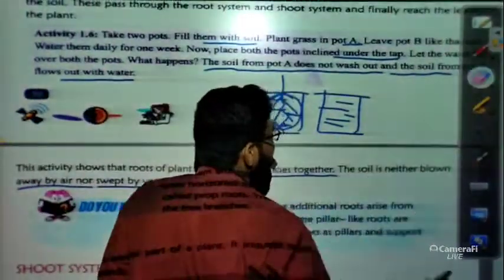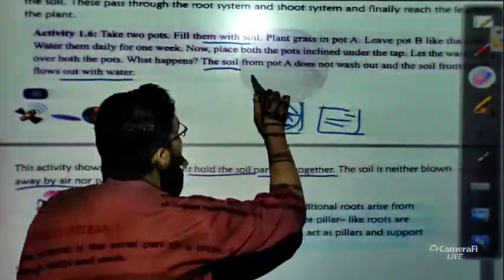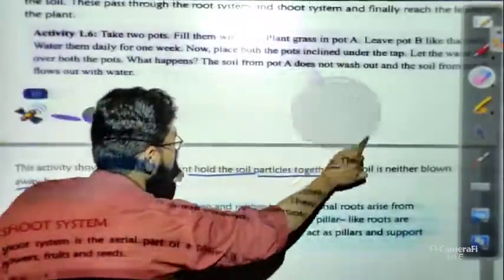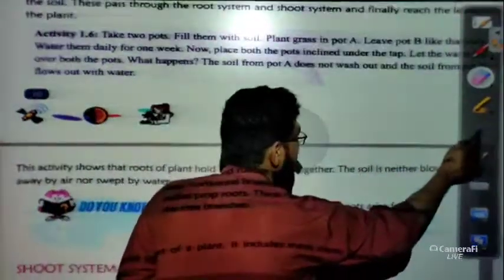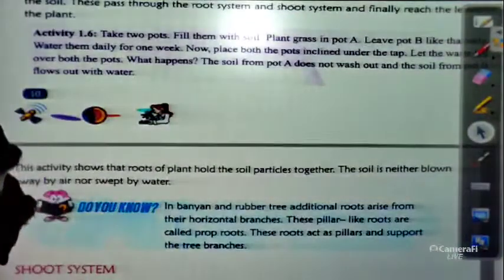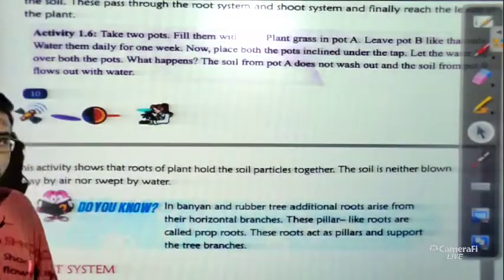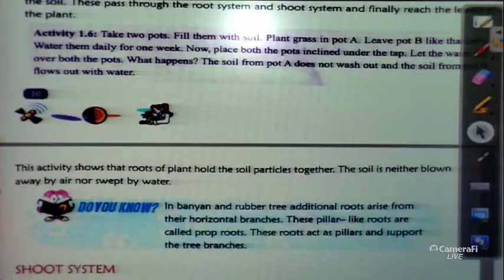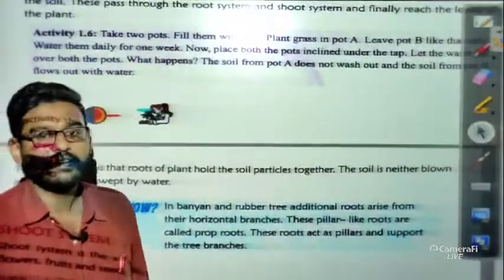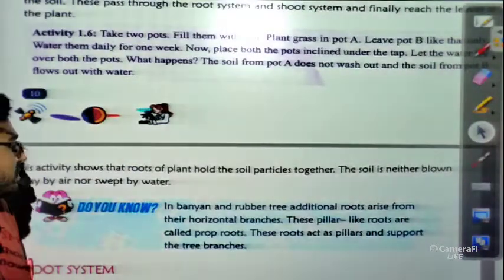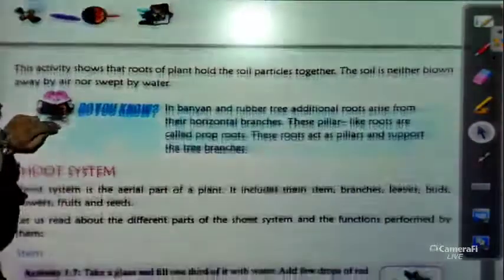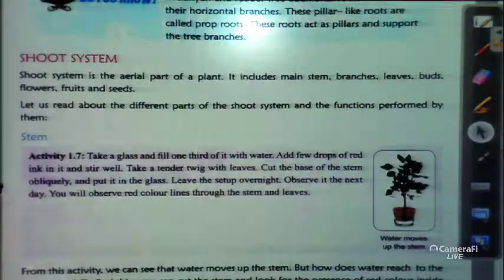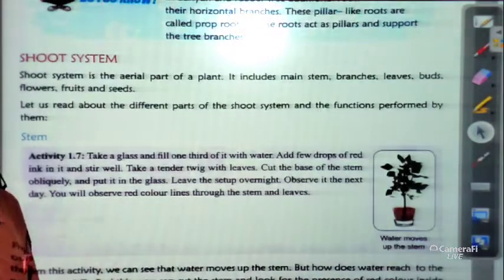I hope it is clear, students. If it is clear, then let us move to the next part. Now students, let me tell you one thing: we have seen many activities in this chapter, and in each activity there are some assumptions or conclusions. The conclusions are very important. So the next part is our shoot system, so let us discuss the shoot system.